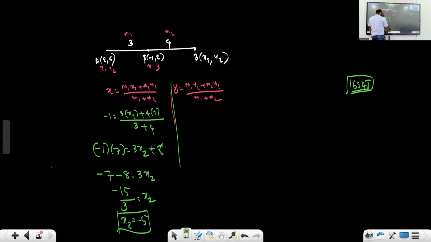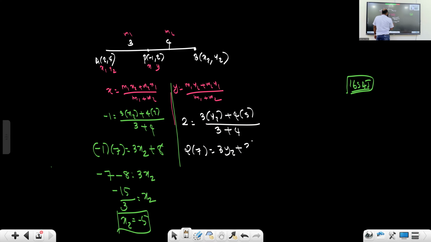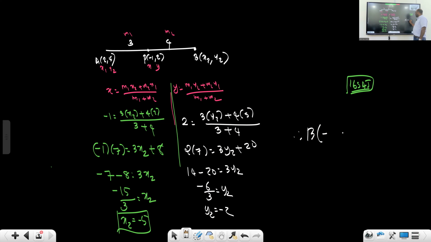What about the second part? y: 2 equals (3 into y2 plus 4 into 5) by (3 plus 4). Don't get confused between x1, y1, x2, y2. 2 into 7 equals 3y2 plus 20. 14 minus 20 equals 3y2. So minus 6 by 3 equals y2. What is y2? Minus 2. Therefore, you have to write the coordinates. What are the coordinates of B? B is (-5, -2).